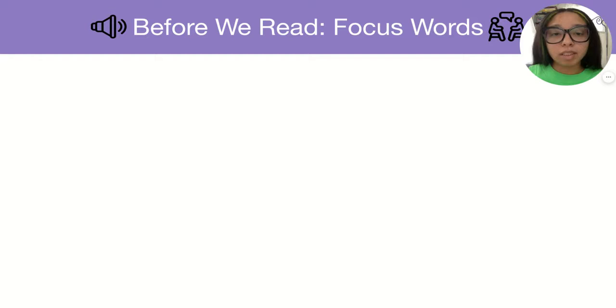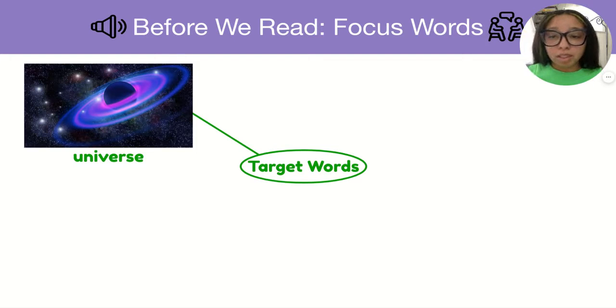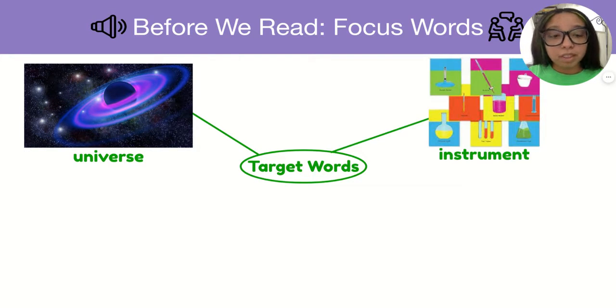Before we read, let's look at some of the focus words that we will see throughout our reading today. Universe. The universe is all of time and space all together. This includes planets, stars, galaxies, and all forms of matter and energy. Instrument. When we're talking about astronomy in this unit, instrument is not something that technically makes music. In science, and in this particular unit, we're talking about instruments that scientists use to observe, measure, and collect data.